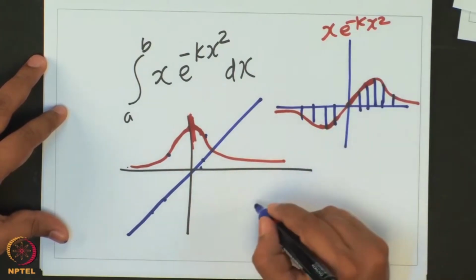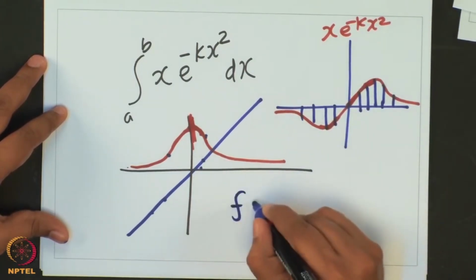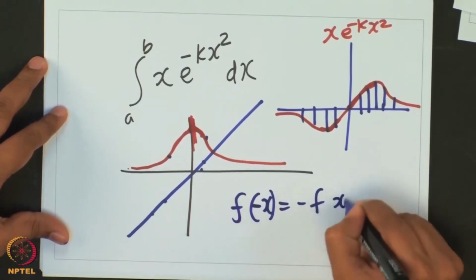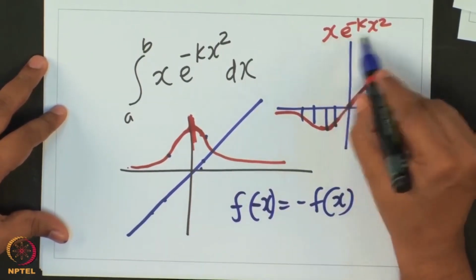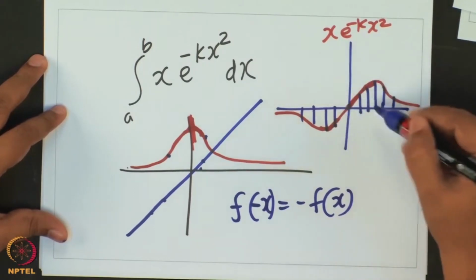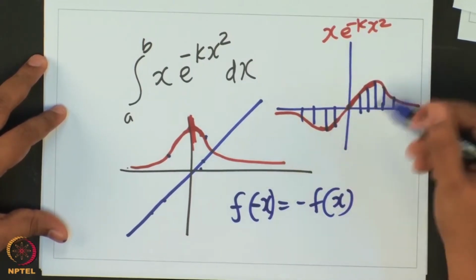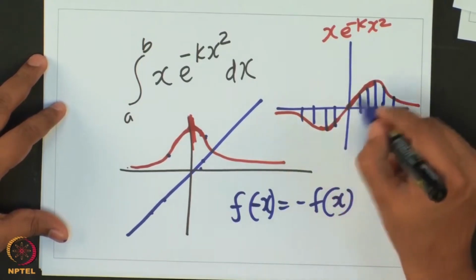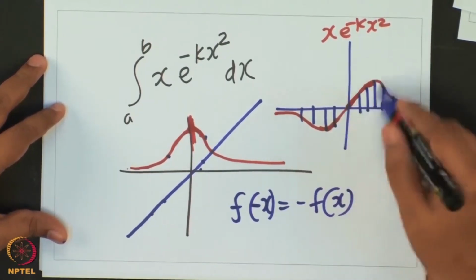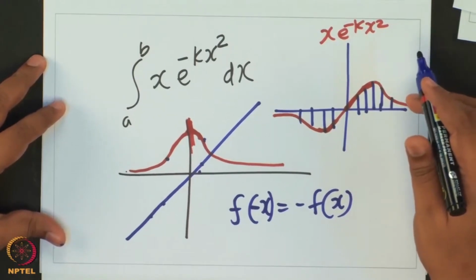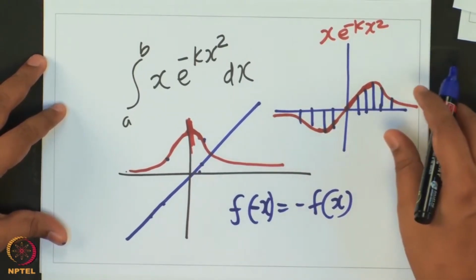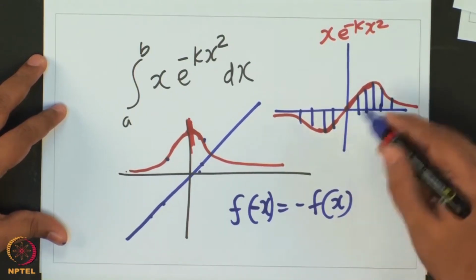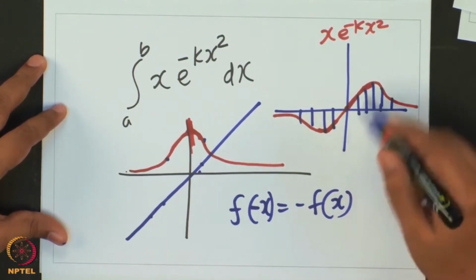That is, f of minus x would be minus f of x. The area under this will turn out to be 0, because if you have a positive part and a negative part and you sum them, they cancel. That is how one could get the area of this curve.